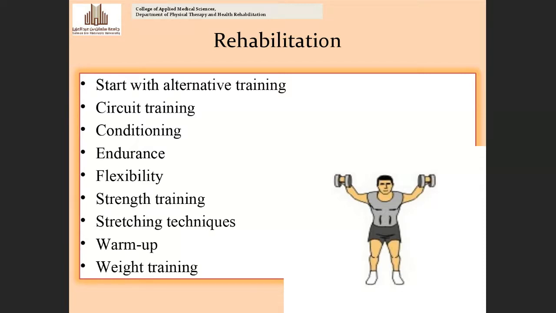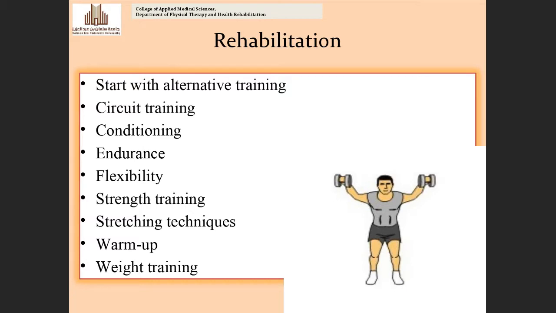And finally, under the rehabilitation stage, start with alternate training, right? We train the person with some other techniques. Then circuit training: you give different types of treatments. Then we should make the person fit, which is known as conditioning, and you have to increase the aerobic capacity of the person, which comes under endurance. In some players, they need good flexibility, so you have to train stretching and flexibility exercises.